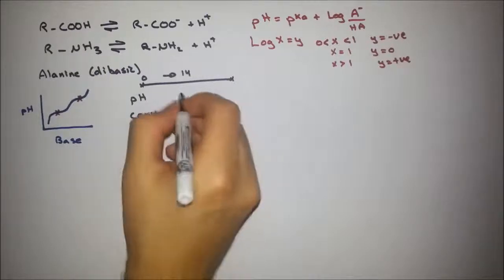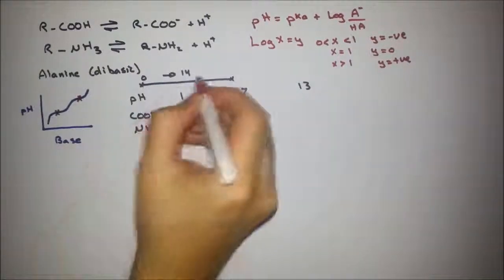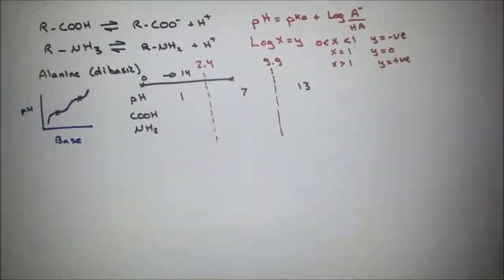The pH values will be 1, 7, and 13. The two pKa values for alanine are 2.4 and 9.9. 2.4 is the pKa for the carboxylic group and 9.9 is for the amine. What we're going to do is that at each pH value we are going to substitute our givens in the Henderson equation to see in which form our group will be, protonated or deprotonated.